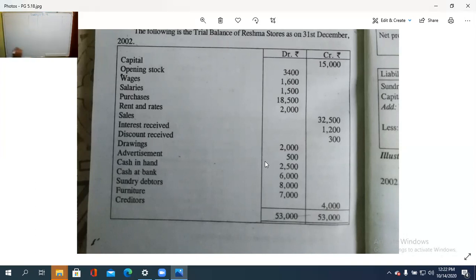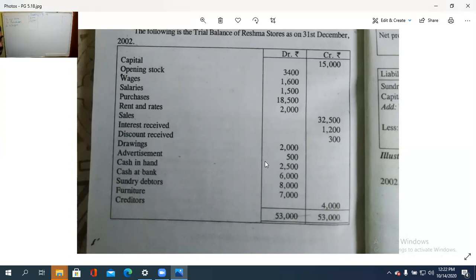So firstly, in the trading account, what is the entry? To opening stock. How much is it? 3,400. Then to purchases, returns is there, you need to check it. No, to purchases, how much? 18,500.